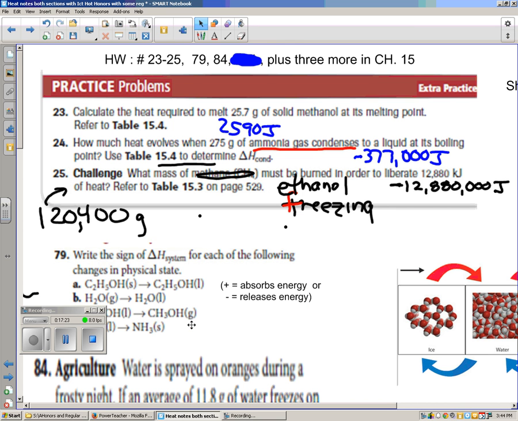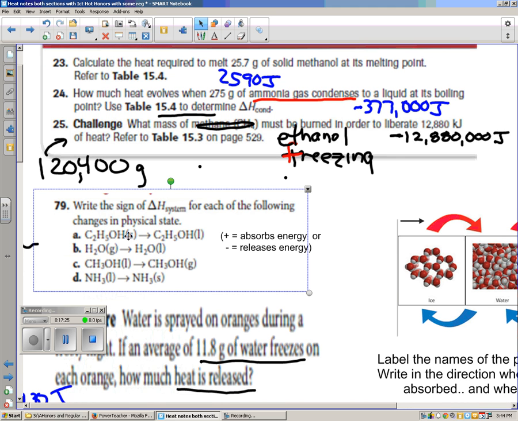Also, when you go through these questions, they're going to ask you, when you look at the solid to the liquid, is it absorbing energy or releasing energy? Solid to liquid is going to be melting. From gas to liquid, you're going to be condensing. From liquid to gas, you're going to be boiling, and so forth. Tell me, is it positive or negative? That's all you're answering on number 79.